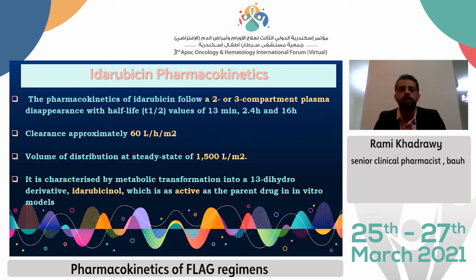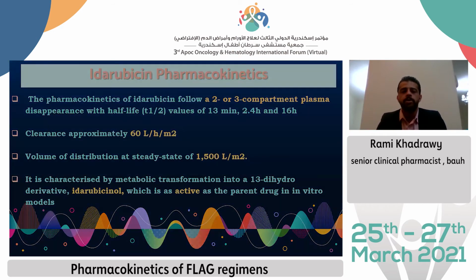Follow 3-compartment plasma models with half-lives of 30 minutes and 2.4 hours and a terminal half-life of 16 hours. Clearance is 60 liters per hour per meter square. The volume of distribution is quite high at 1.5 liters per meter square. And it's metabolic, categorized by its metabolic transformation to the active metabolite hydrobenizonol, and the parent is active as the parent drug in vitro models.